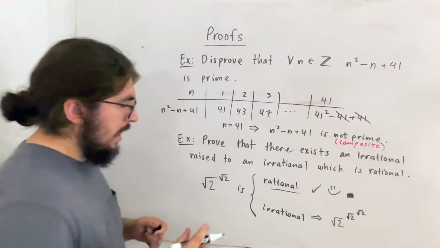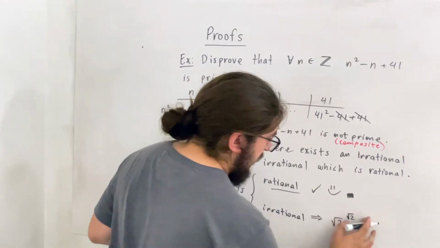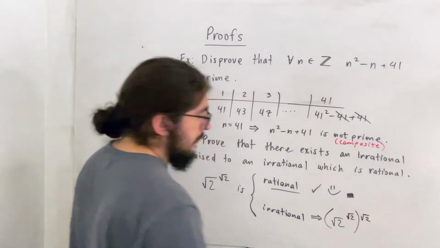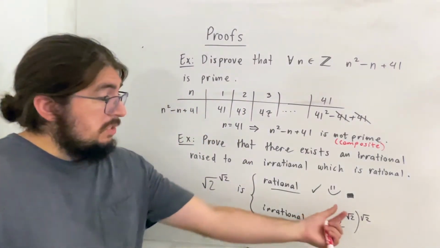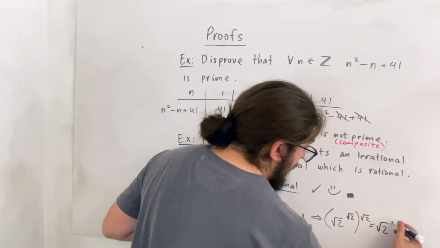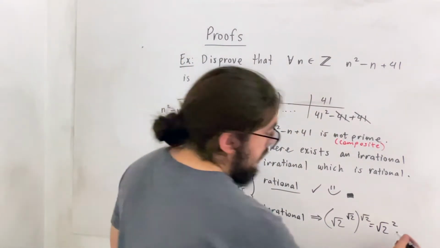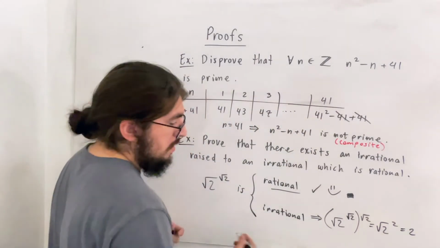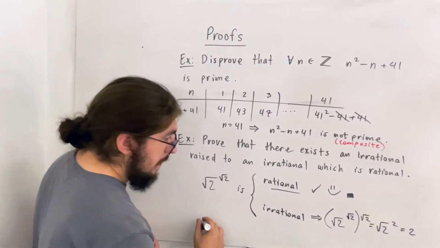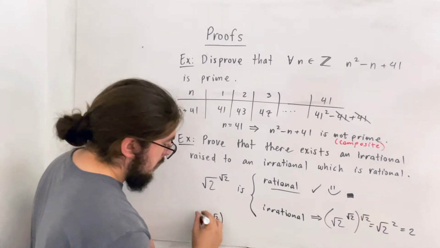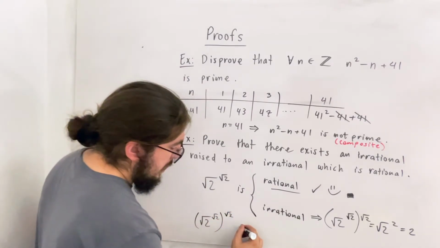I'm sorry, I said it kind of backwards. I want to raise this thing to the radical 2. There we go. That's what I wanted to do. Sorry. And now by exponent properties, we can see we multiply the powers. Radical 2 times radical 2 is just 2. And we have this. And radical 2 squared is back to 2, which is rational. So that means we found a scenario where we have an irrational number to an irrational number that is rational.